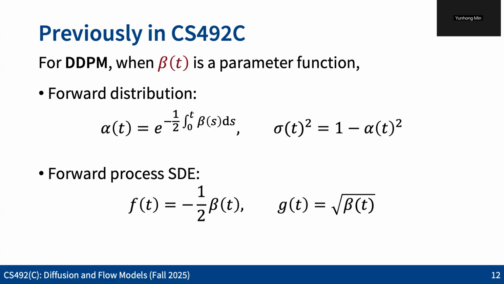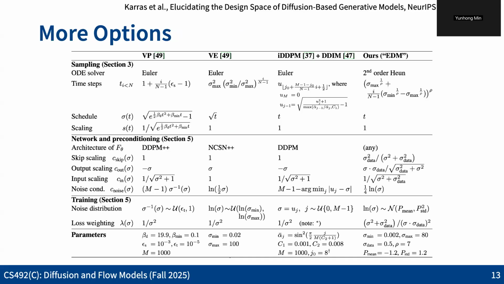And as I said, these are two special cases of defining the specific form of the diffusion probability model. And actually there are many more. We are not going to discuss all of those cases. So you can see that there are DDPM plus, and many other cases. If you are interested in more options, you can check out this paper.